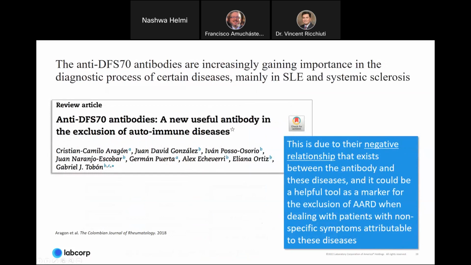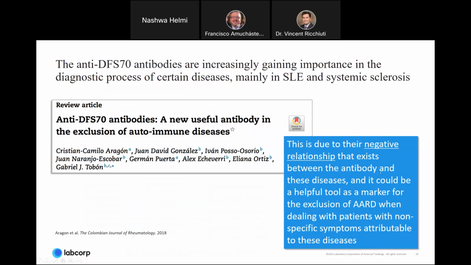And this study was conducted to increase the importance of the diagnosis process of certain disease and the association of the anti-DFS70 with systemic lupus erythematosus and systemic scleroderma. And what they conclude is that using the anti-DFS70 antibody associated with systemic disease can give a negative relationship between the antibody and this disease.